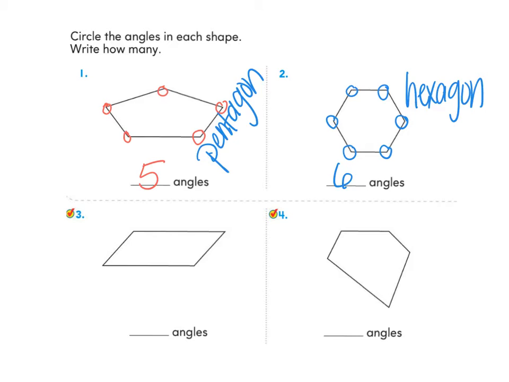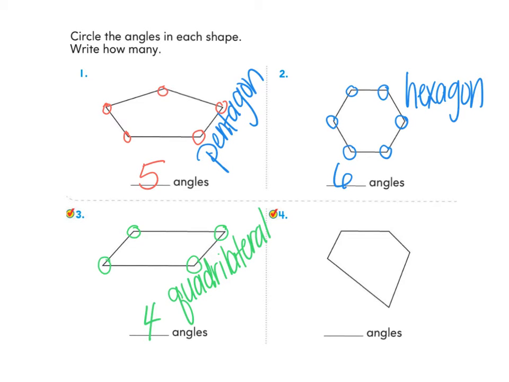Our next shape has 1, 2, 3, 4 angles. And this might help you understand what an angle is a little bit better. This angle is smaller than this angle. This is a big angle because there's more space between the two lines. This is a small angle because there's less space between the two lines. So since it has 4 angles, it has 4 vertices and 4 sides, and that makes it a quadrilateral.